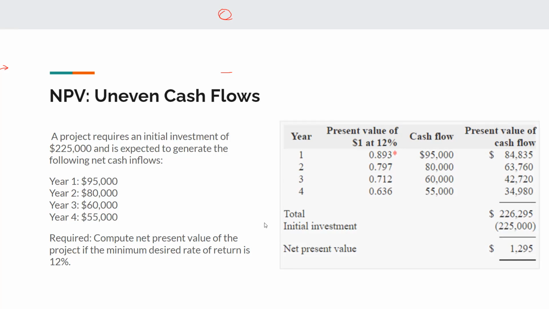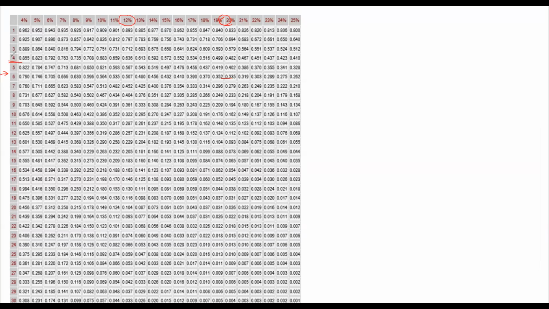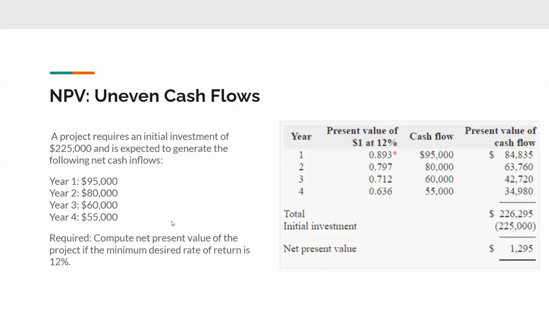So if I look at the table, this is the table here. This is 12%. For each of the years, I'm going to be going now up to year 4. So year 1, this is the discount rate for year 1. This is the discount rate for year 2. This is the discount rate for year 3. And this is the discount rate for year 4. I would be multiplying the cash flows in each of those years by the present value of $1 at 12%.